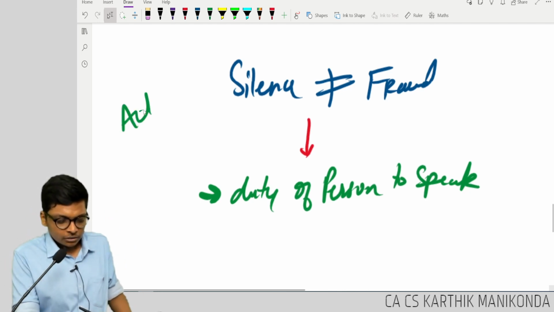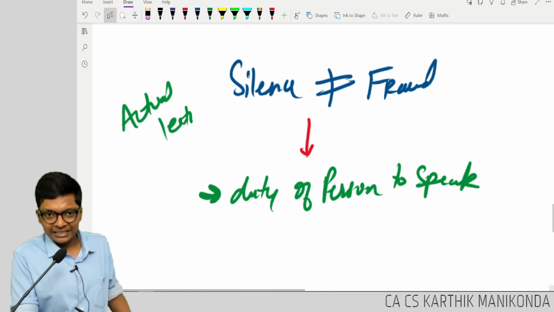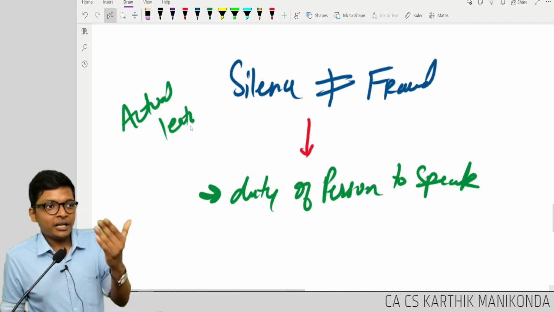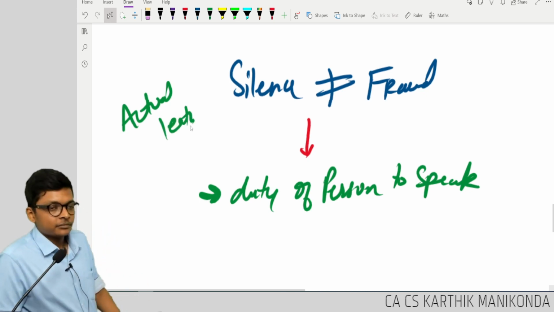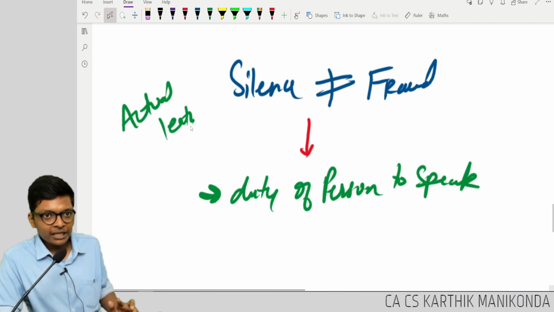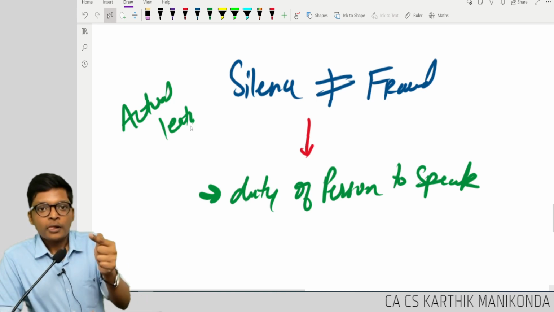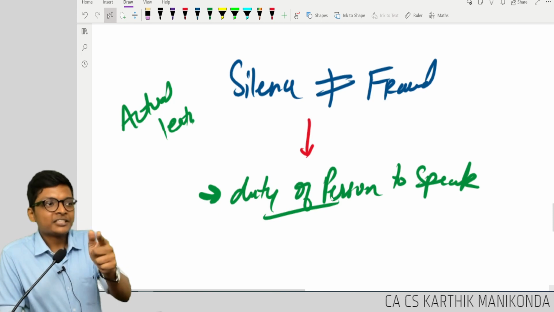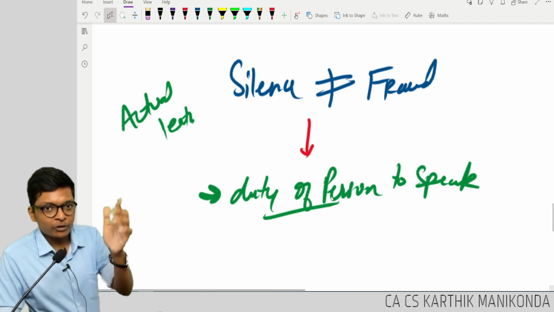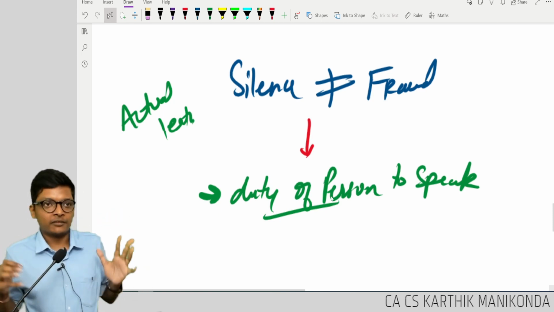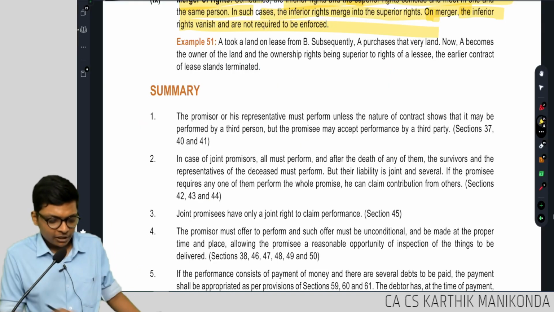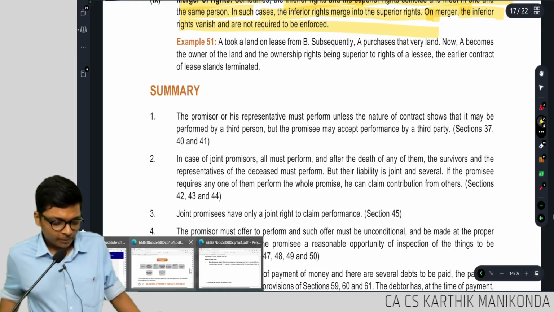It was actual leather. I asked him, and he was silent. He never responded. So here silence is equal to fraud because it's his duty to speak. Because I asked, he was silent, as if he ignored, he was doing other work. Are you following, guys? That is the first point. The next few points are easy to remember.